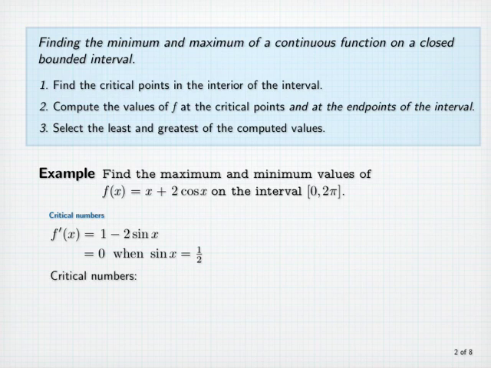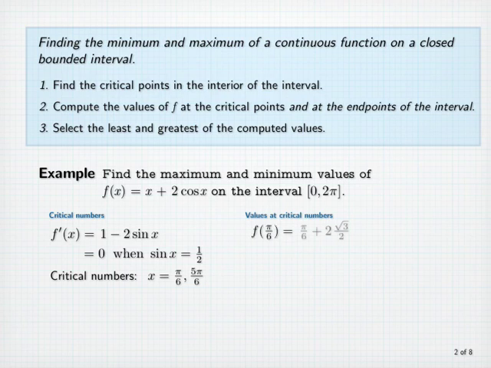So our critical numbers are those values of x for which sine x equals 1/2, which are pi over 6 and 5 pi over 6. Notice that the function has many other critical numbers outside of our interval, but we're only concerned with those that are inside the interval. Now let's compute the values of the function at the critical numbers.